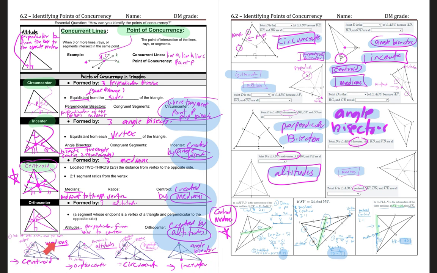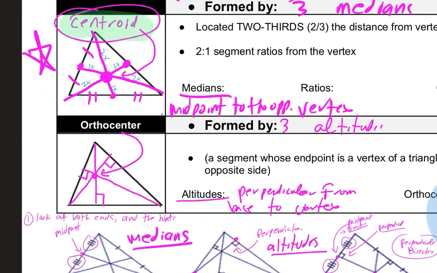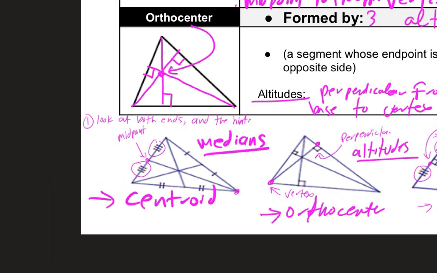Okay, when it looks like this, it's called medians, right? Because these go right to the middle of each side, and we know it's the middle because it has those symbols on each side. That tells us the midpoint. Three midpoints create a centroid, and those are called medians. If it's perpendicular to the vertex, we know it's perpendicular because it has that 90-degree symbol, then it's called altitudes, and they create an orthocenter.